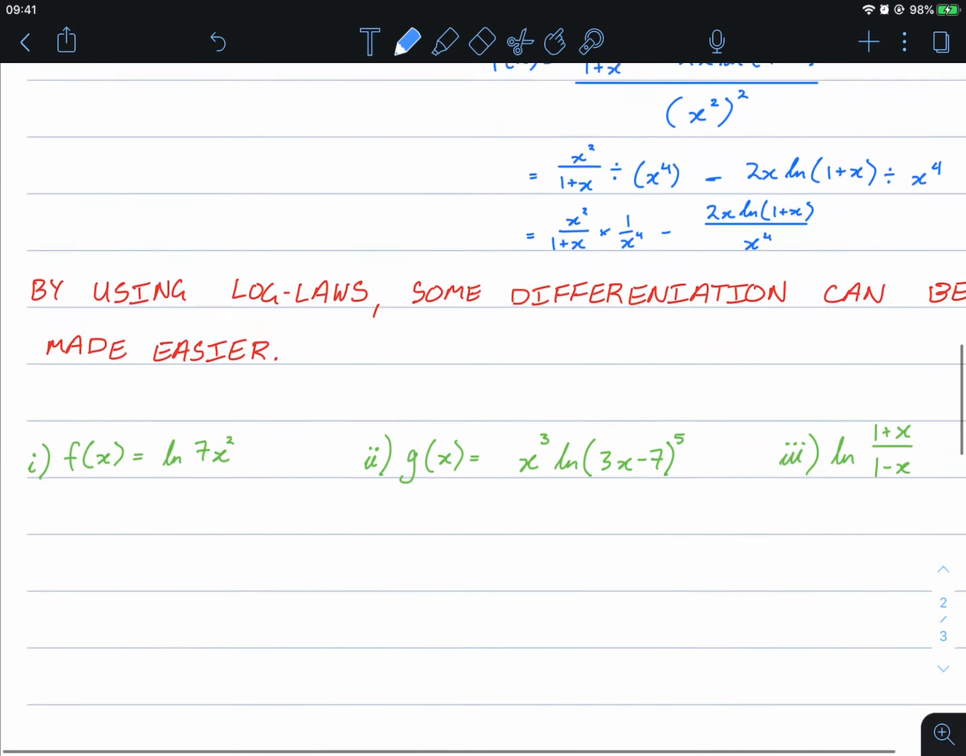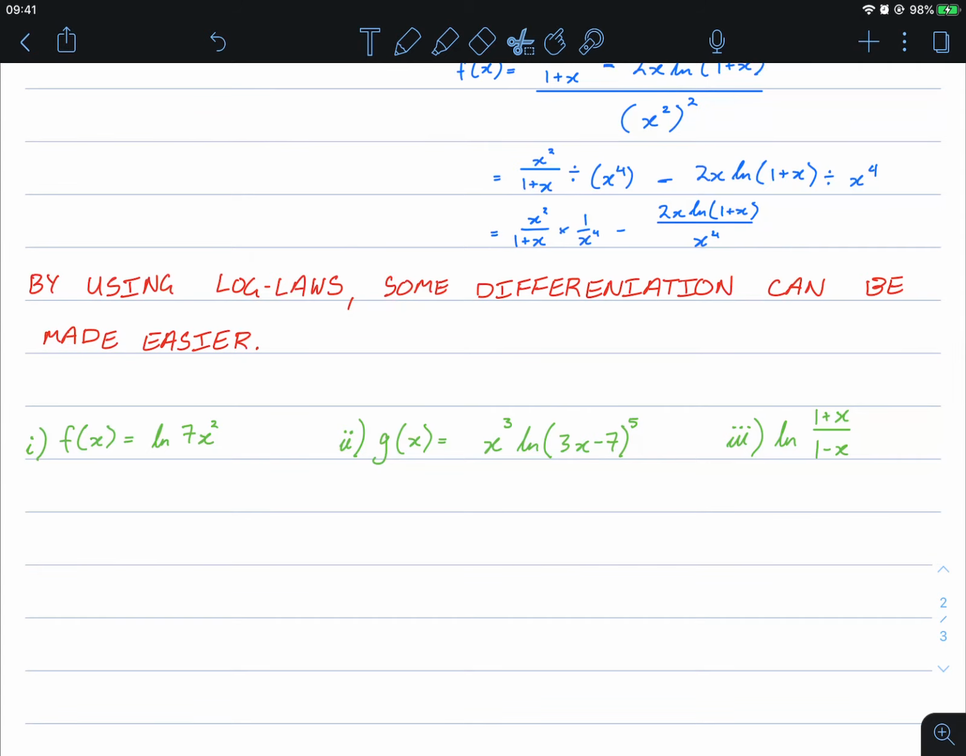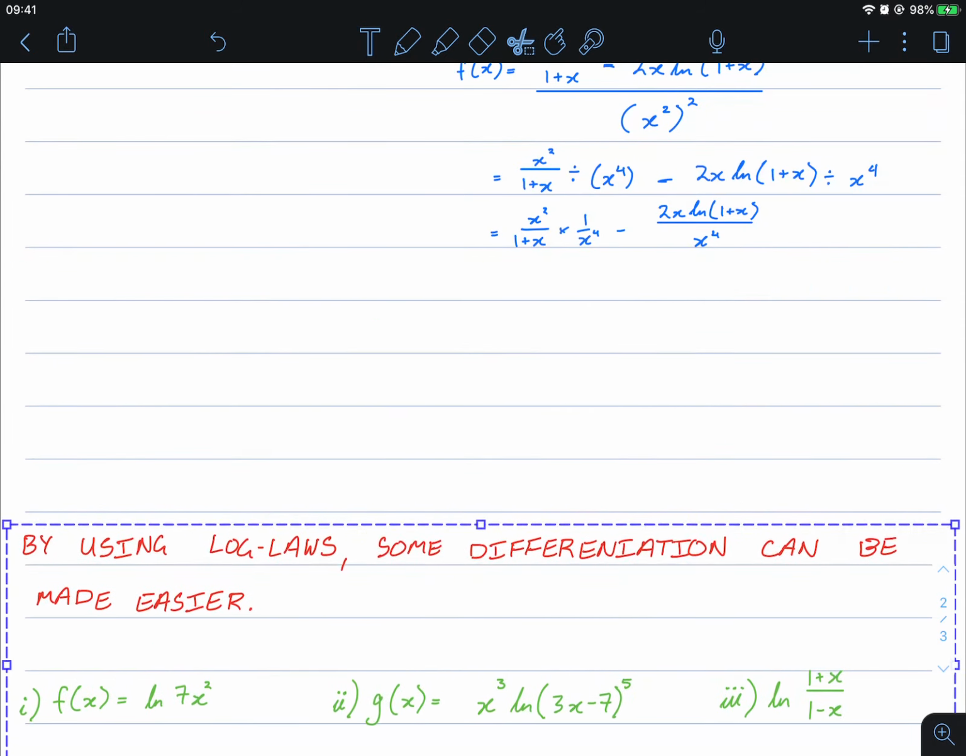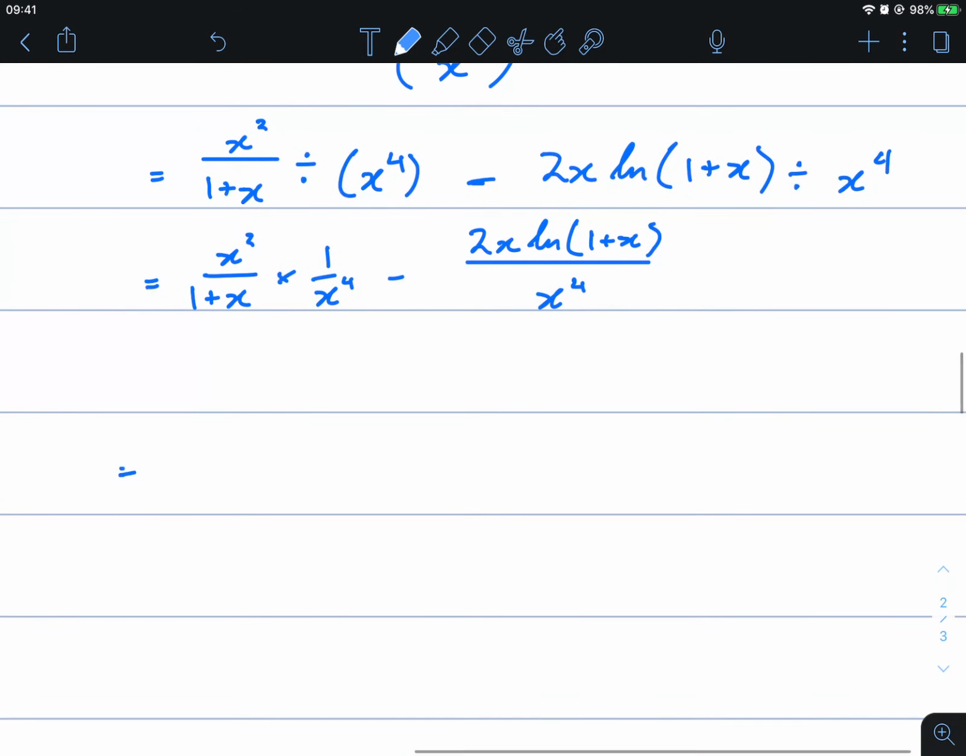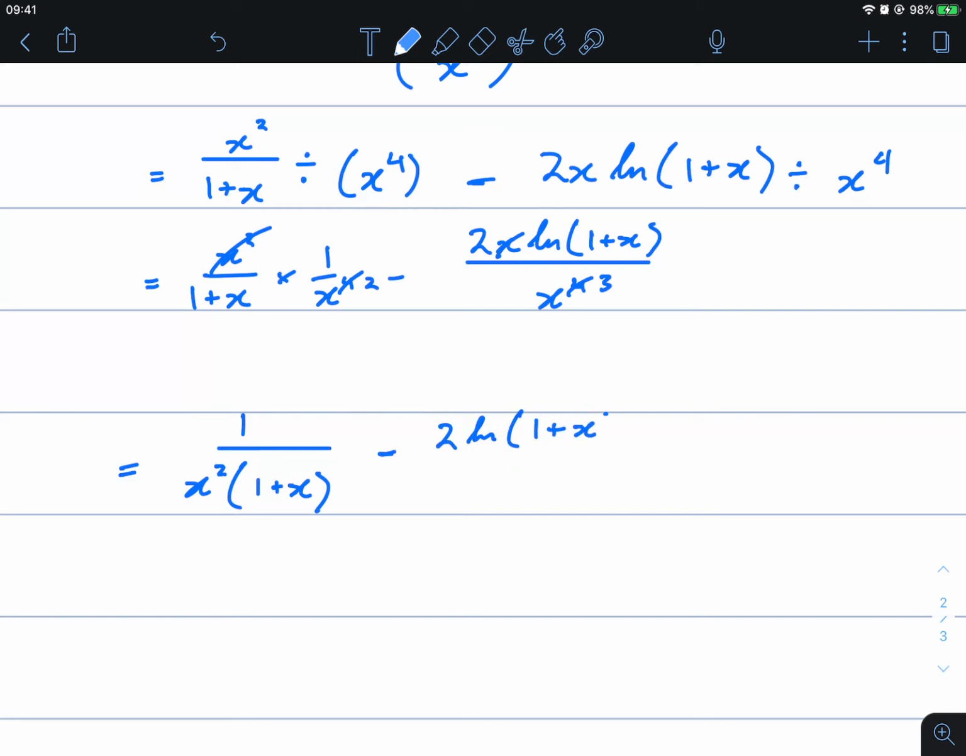I'm just going to make some more space for myself here. Crossing off values, x squared gets rid of this, leaving us with 1 on x squared, 1 plus x. That's my first term, minus, there should be x cubed remaining here. That's 2 ln of 1 plus x over x cubed. I'm going to leave it right there.